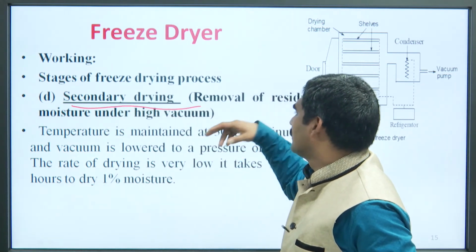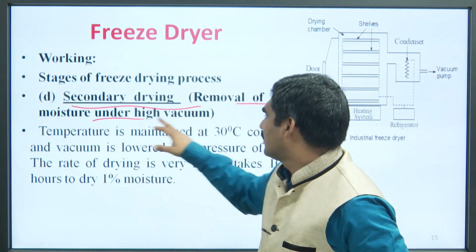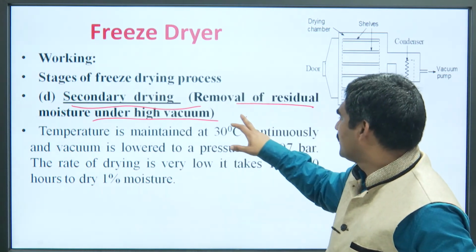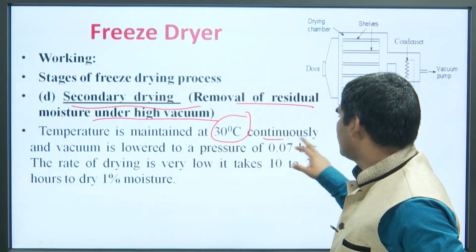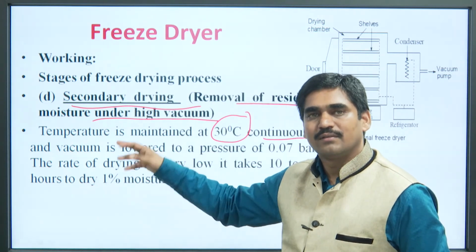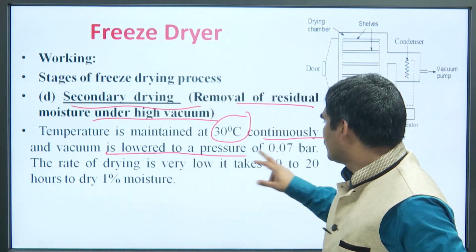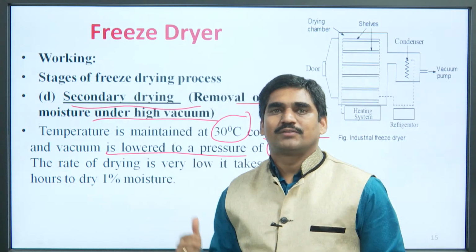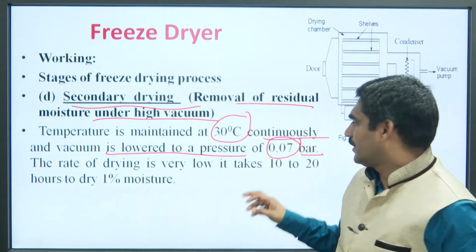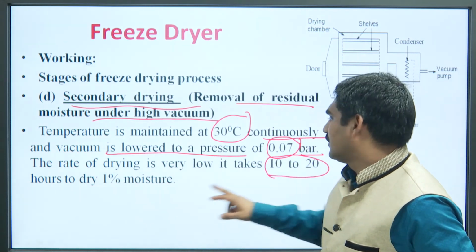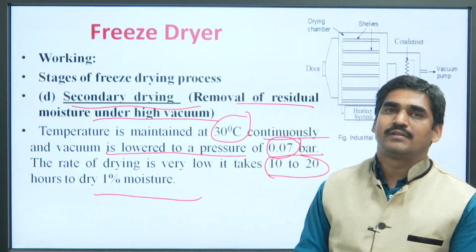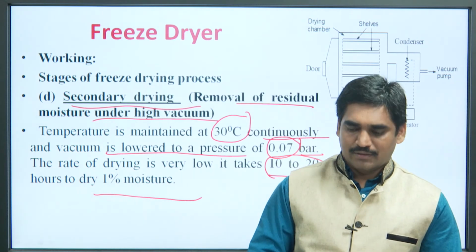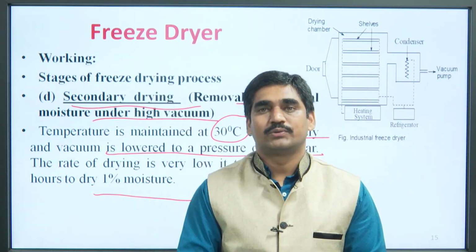Next stage is secondary drying. After primary drying, removal of residual moisture under high vacuum is performed. At this stage, the temperature is maintained at 30 degree Celsius continuously, and the vacuum is further lowered to a pressure of 0.07 bar. This process of drying is very slow. It takes around 10 to 20 hours to dry 1% moisture. That means, final moisture removal takes up to 10 to 20 hours.